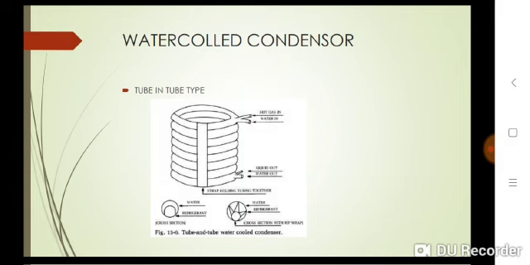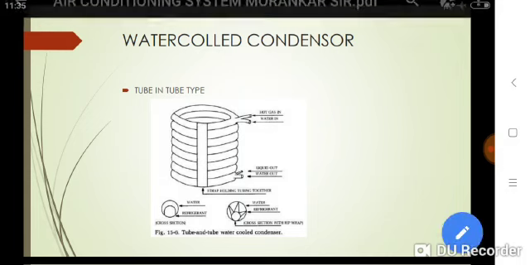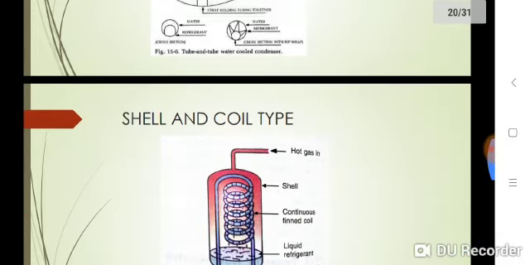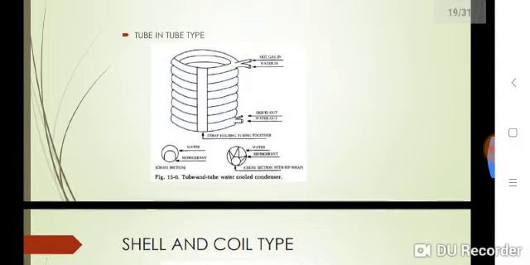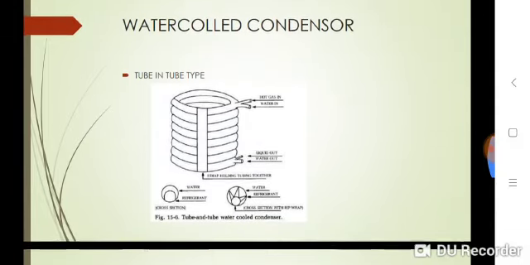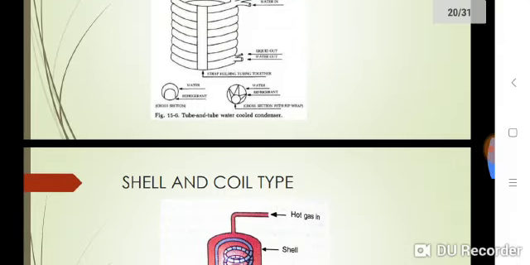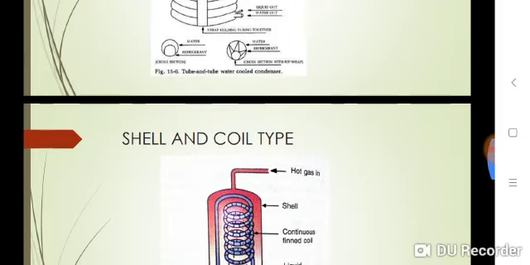In the water cooled condenser, the first type is the tube and tube type condenser. In the tube and tube type condenser, through one tube refrigerant passes and through another tube water passes. Due to the indirect contact between the water and the refrigerant, heat transfer takes place. Which type of heat gets transferred in this process? In this heat transfer process, latent heat is transferred.